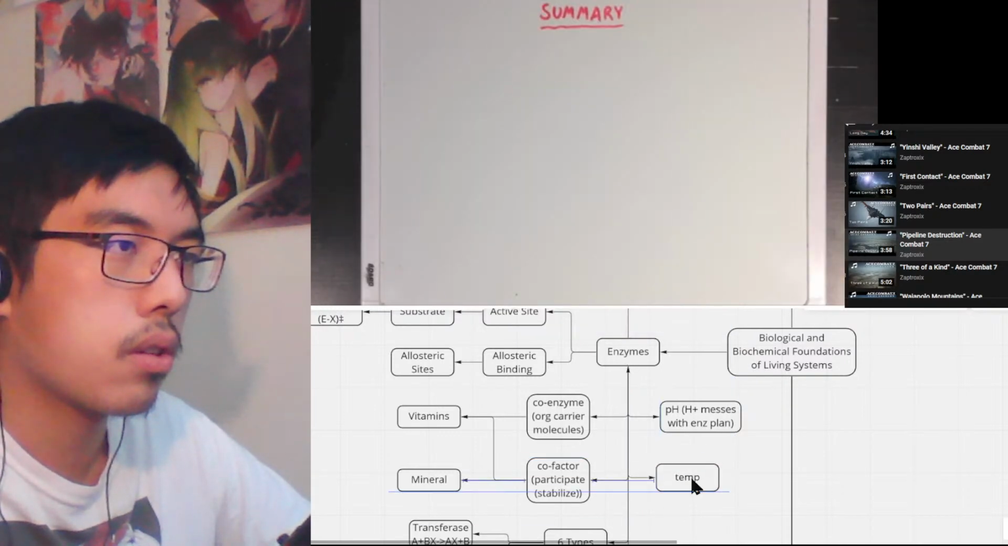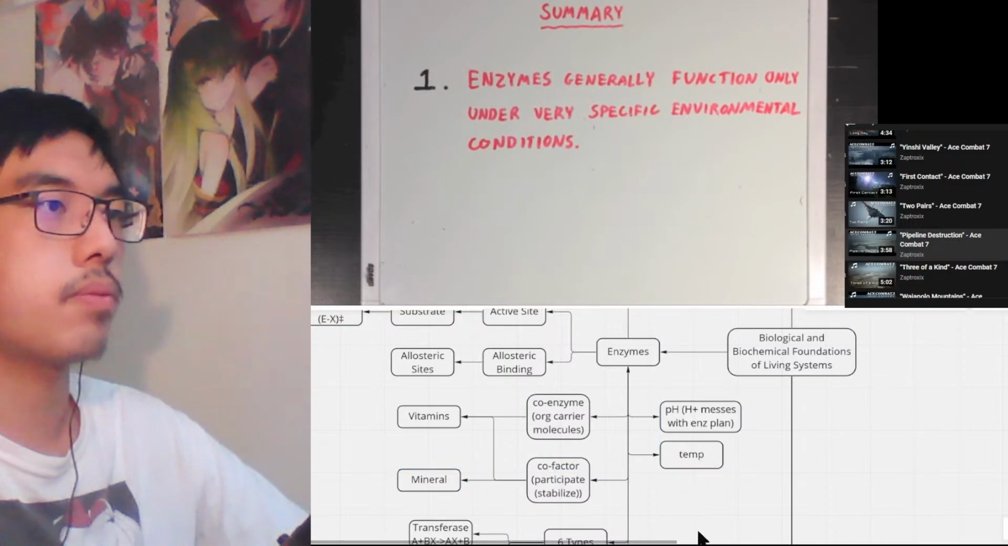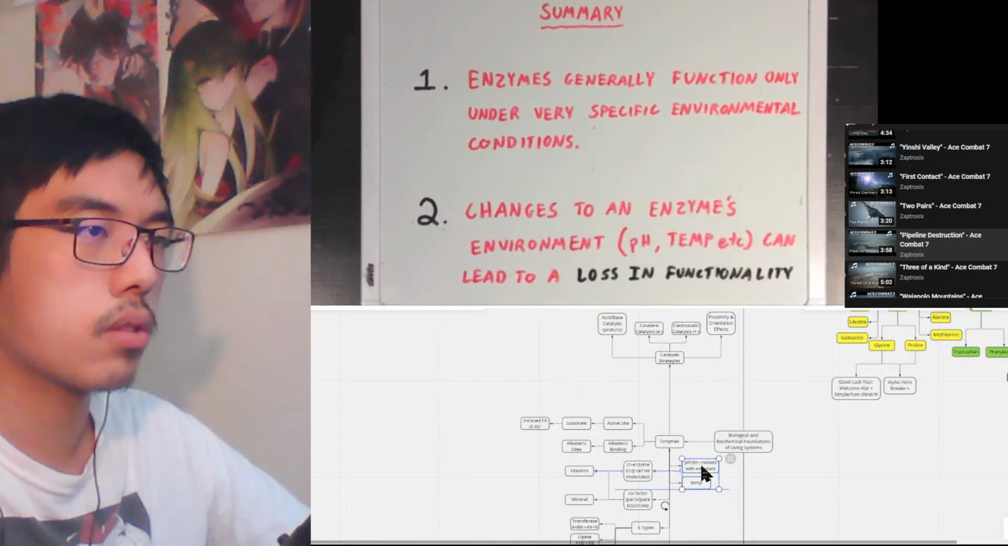So what did we learn? Well, first we learned that enzymes generally function only under very specific environmental conditions, and different enzymes will often function ideally in different environments from other enzymes. And next we learned that changes to an enzyme's environment, like changes to the surrounding pH or temperature, can lead to a loss of enzyme functionality.